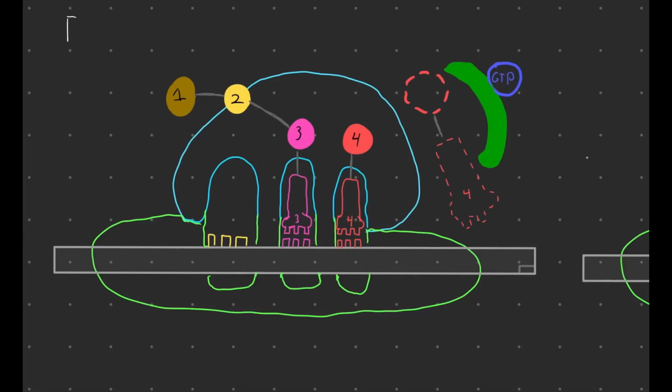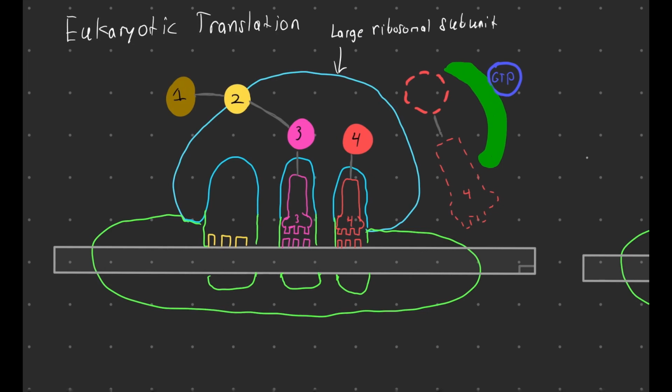In this little video, I'll be talking about eukaryotic translation. Now, of course, this is happening in the ribosome, and the ribosome is split into two subunits. We have on the top the large ribosomal subunit, and on the bottom we have the small ribosomal subunit. And the small ribosomal subunit is split into three sections: the E, P, and the A sites.